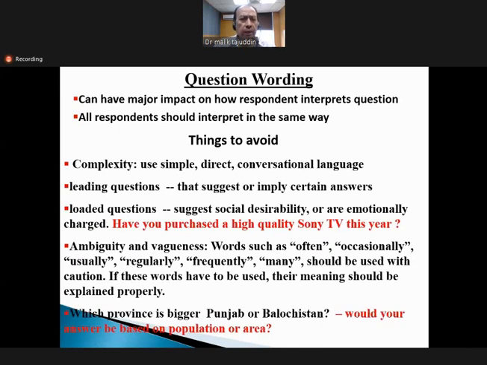Question wording is very important and can have a major impact on how respondents interpret a question. All respondents should interpret the question in the same way, and there are certain things to avoid in this. Questions should not be complex and too long, where after telling a paragraph you come to the question, as this will confuse the respondent. They should be simple, direct, and in conversational language instead of literary language or too much scientific language.